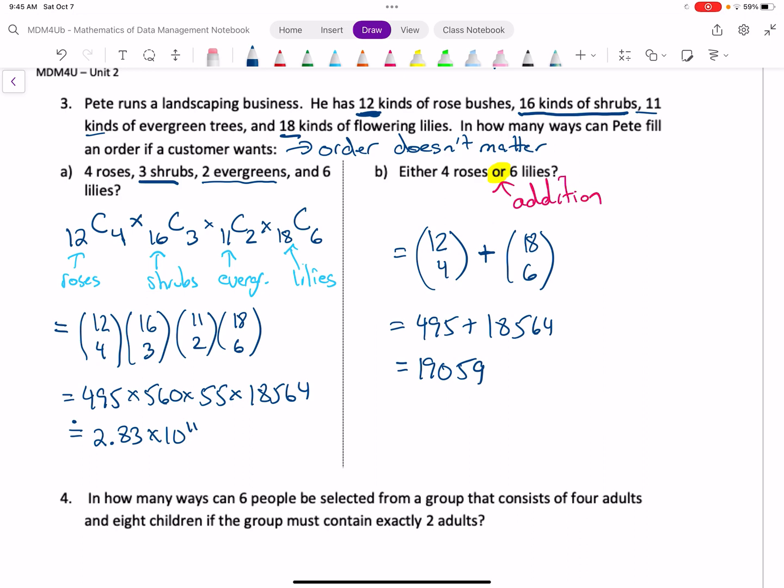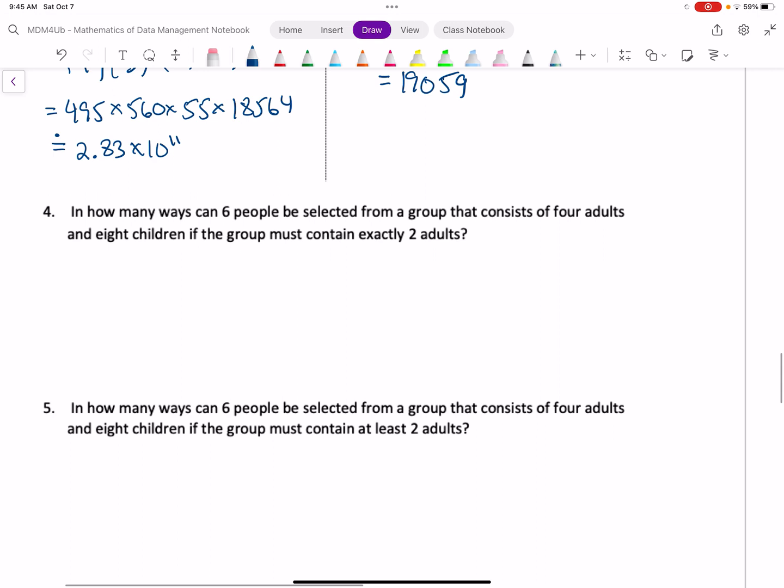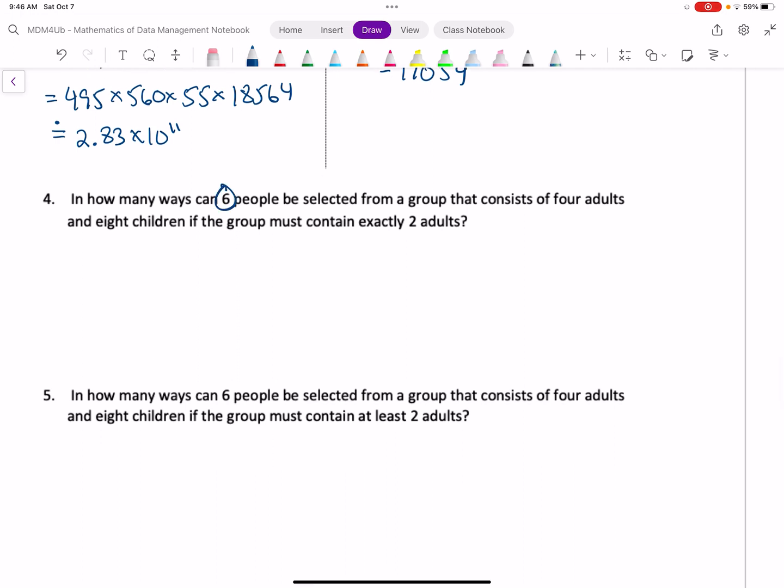Okay, let's try a couple other ones. Again, it takes a little practice to get used to. So the next one says, how many ways can 6 people be selected from a group that consists of 4 adults and 8 children if the group must contain exactly 2 adults? So we want to make a group of 6. If they say it has to have exactly 2 adults, what does that imply about the number of kids? So this would tell me that I've got 4 children. And I know that because I need a group of 6.